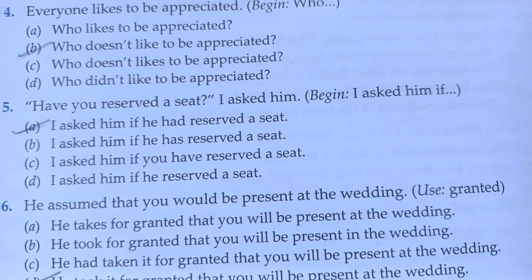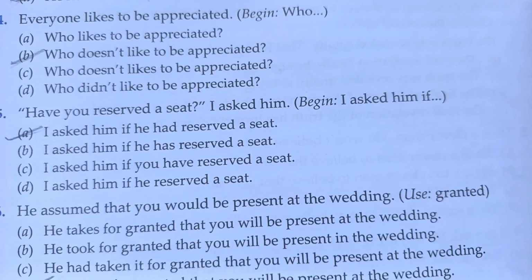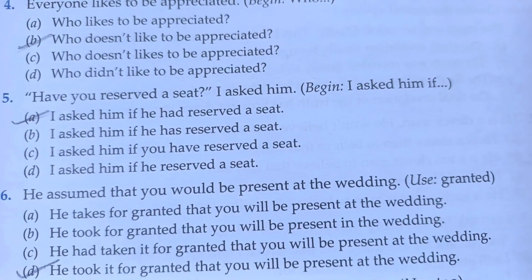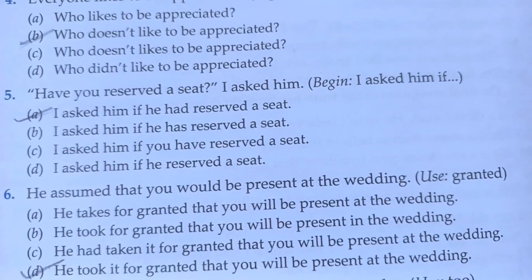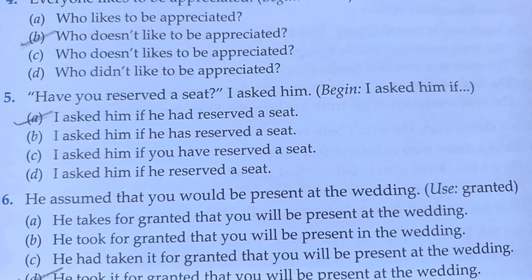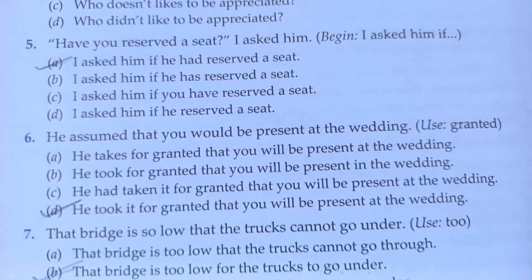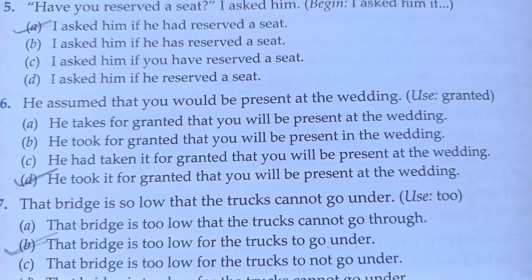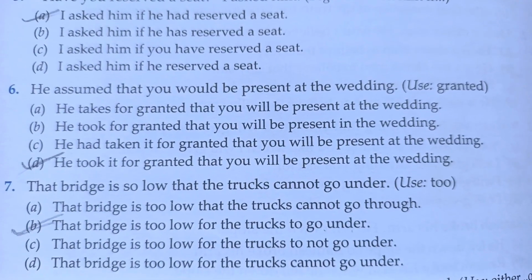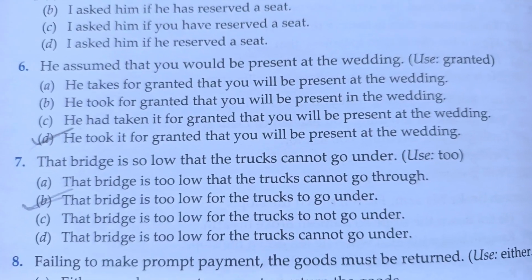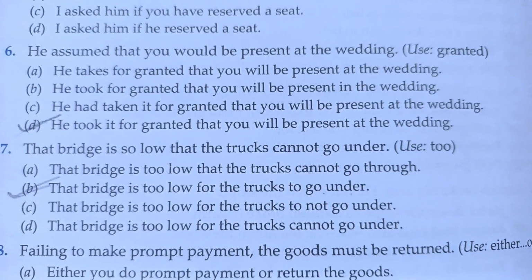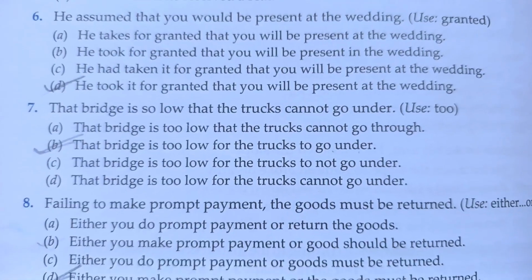Number five, have you reserved a seat? I asked him. So here you have to begin the sentence with I asked him if. So here option A is correct. I asked him if he had reserved a seat. Number six, he assumed that you would be present at the wedding. So here you have to use granted. So here option D is correct. He took it for granted that you will be present at the wedding.